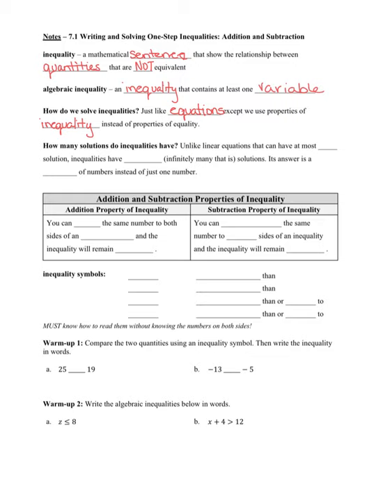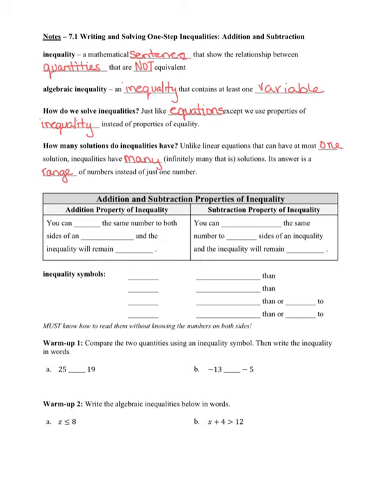So how many solutions do inequalities have? Unlike linear equations that can have at most one solution, so that's what we were doing in Module 6, where there was only one solution for x or whatever the variable was, inequalities can have many solutions. Its answer is a range of numbers. And you'll find out how to find those in just a while.